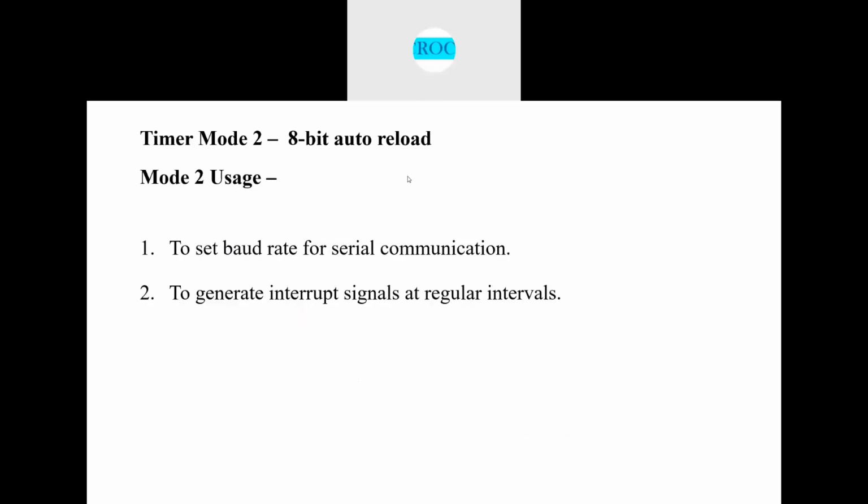This 8-bit auto reload mode 2 operation is used to set the baud rate for serial communication. When I say baud rate, it is nothing but the number of bits we can transmit in a second. This mode 2 is used for generating the baud rate. We'll study that in serial communication. Also, mode 2 could be used to generate interrupt signals at regular intervals.